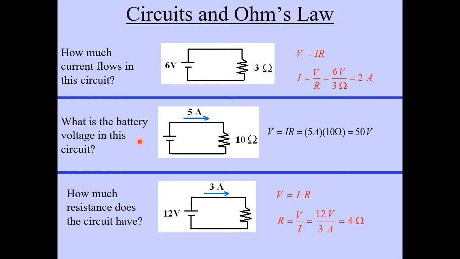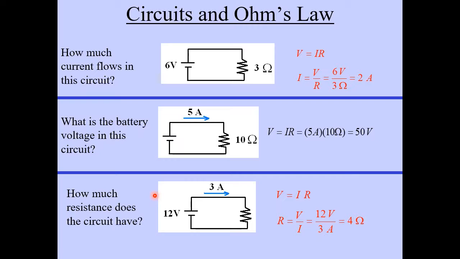Look at this question here. What is the battery voltage in the circuit? This one's a little different. Notice the circuit looks the same. We've got a battery here, we've got a resistance over here, but look what we're given. We're given that 5 amps of current is flowing in this circuit, and there's a 10 ohm resistance. We don't know what the voltage of the battery is, so we can use Ohm's law, V equals IR, where I is 5 amps, R is 10 ohms. 5 times 10 is 50, and since we're solving for a voltage here, our units will be volts. So it is a 50-volt battery.